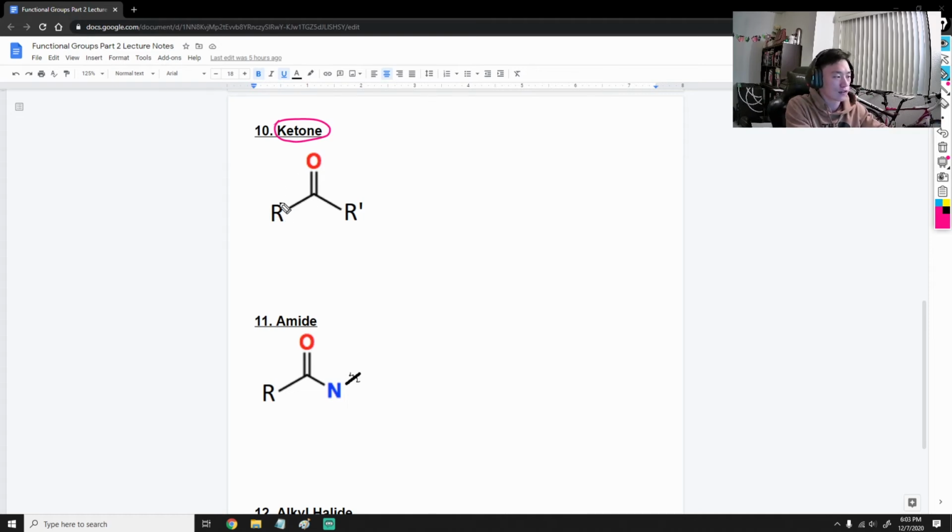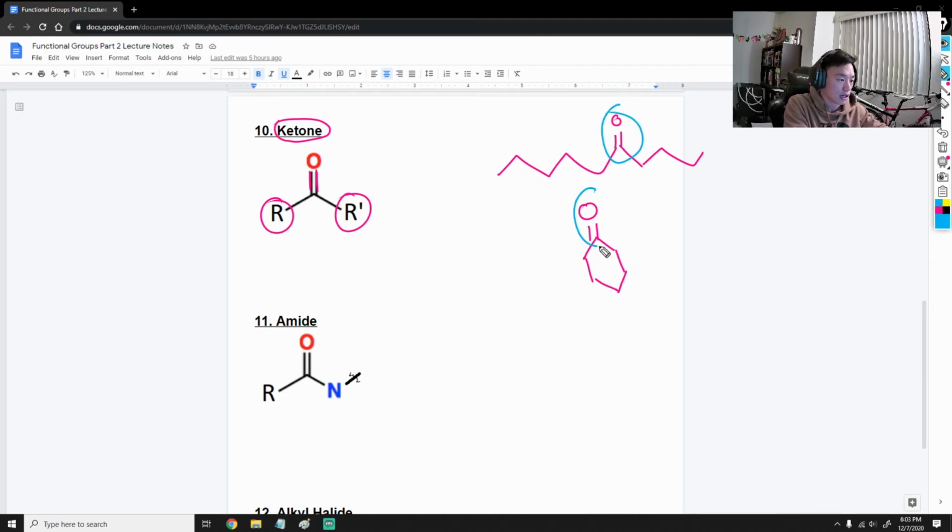Now, the ketones are very simple. It's basically a carbon double bonded to an O in the middle of a carbon chain, right? Because the R's are carbon chains. So a ketone might look something like this. You have a carbon double bonded with an O in the middle of a carbon chain, or you might have a carbon double bonded with an O in the middle of a carbon ring. This would also be a ketone. So this would be a ketone, and this would be a ketone.